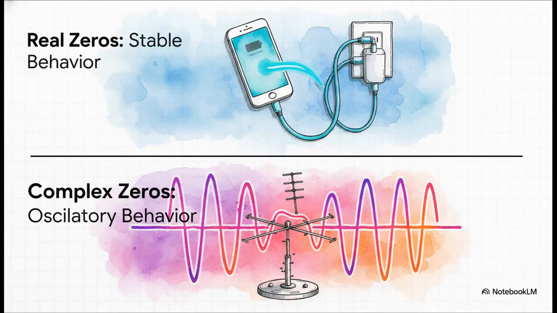And this is the payoff. This is so cool. Real zeros correspond to stable, predictable behavior, like the smooth power coming from your phone charger. But complex zeros, that means you've got oscillations, the very thing that creates radio waves, audio signals, and all sorts of vibrations. The type of zero directly predicts the physical behavior. This is a powerful, direct link between abstract algebra and the technology that literally powers our lives.